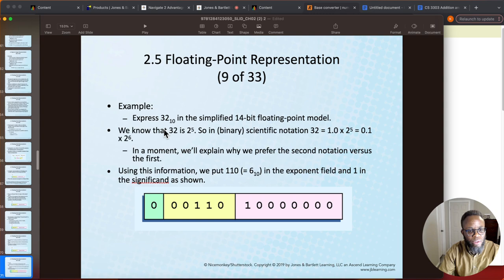So let's see, we know that 32 is 2 to the power of 5. So in binary, 32 is 1.0 times 2 to the power of 5. Everybody agree? Because 32 is 2 to the power of 5, it could be represented as 1 times 2 to the power of 5, which is also equal to 0.1 times 2 to the power of 6. This is normalization, right? If you read, I think this is page 92 of your textbook.